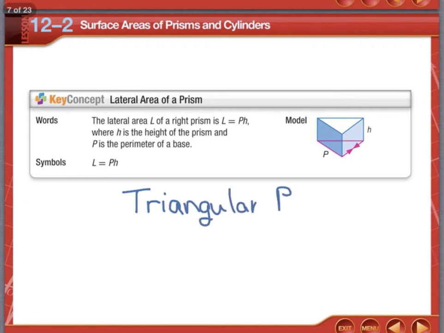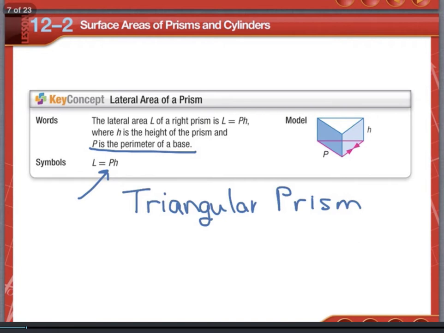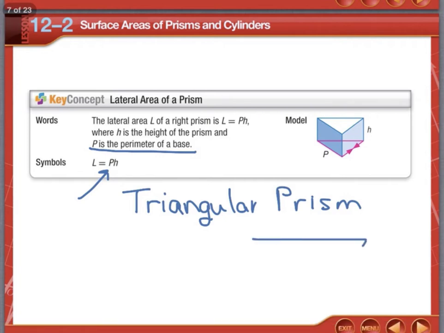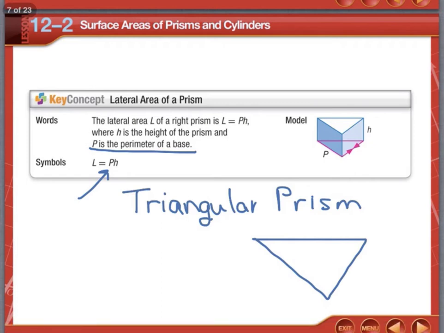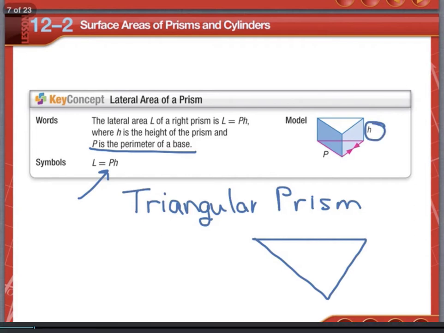And so when we calculate the base, or the perimeter, and I want you to notice this right here, P is the perimeter of the base. So in this particular picture, we actually have a triangle that is the base, and that's what they've highlighted in red. So I have to calculate its perimeter, and then I focus on the height of the prism. So let's look at an example.